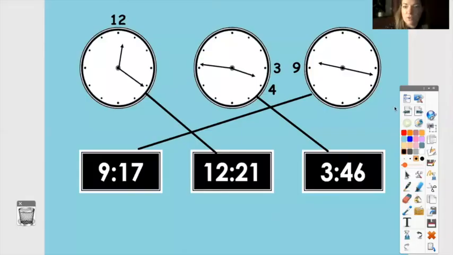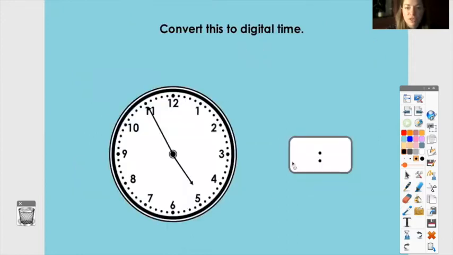Right, let's move on to our next problems. Remember, just like in all of the other sessions this week, pause it, have a go for yourself, then use me to check up. So convert this to digital time. The clue I will give you here is your short hour hand goes in this section, and we've always got this colon in the middle to separate our hours and minutes.